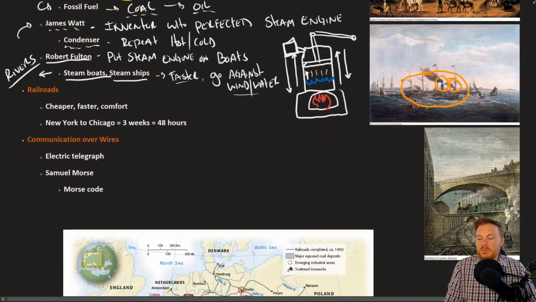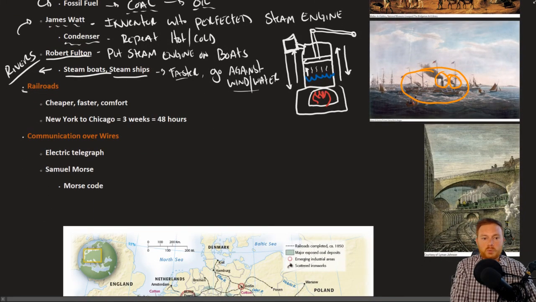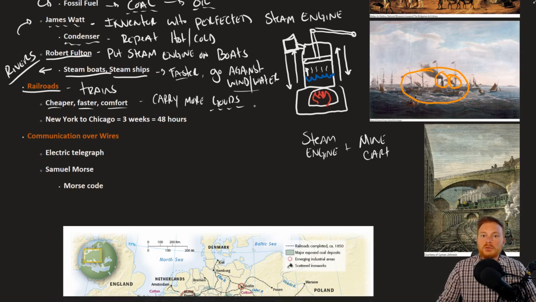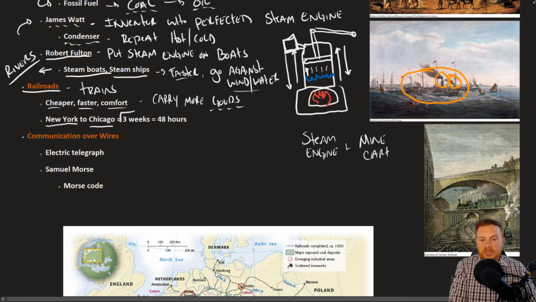While steamships and steamboats were very important in overseas travel, you can think of a railroad or a train as a steam engine plus a mine cart, which is essentially what it was. And trains were cheaper, faster, much more comfortable, and could carry more goods. In fact, it superseded any type of land transportation before that. Before trains, the best and most efficient way to travel by land was animal power, horseback. The amount that a train can carry as compared to something like a horse is exponential, right? So for example, in the United States, from New York to Chicago, it used to take 3 weeks by horse. That was down to only 48 hours.